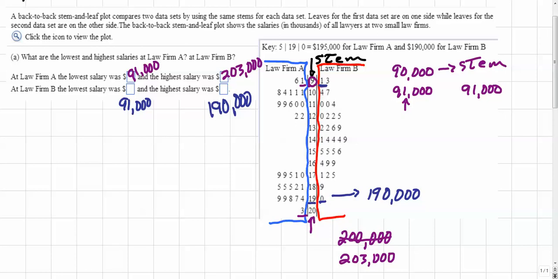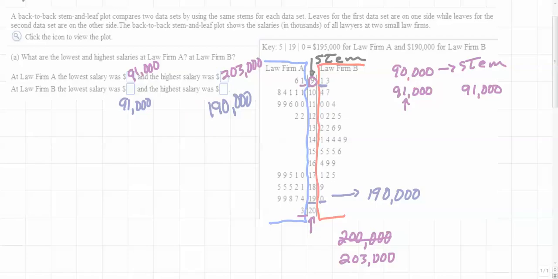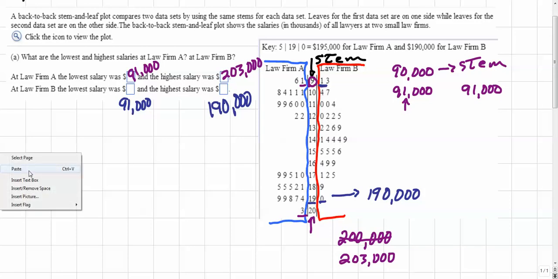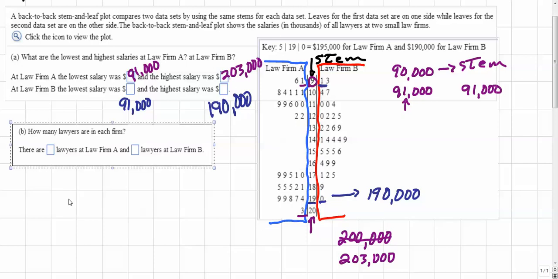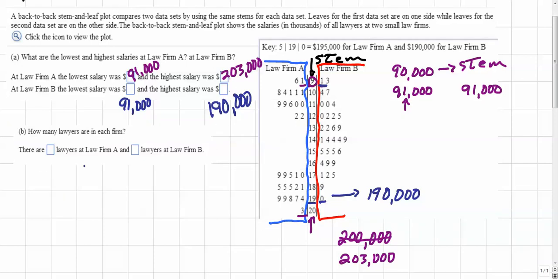And then the next part is going to be how many lawyers are in each firm. And so what I'm going to do is I'm going to go ahead and bring that in. And we can look at this part of the question. Let me minimize that. We'll bring it over here. How many lawyers are at firm A? Well, what you're going to do is you're going to count all the leaves. So I'm going to have 1, 2, and that's 5. That's 7. Plus 5 is 12. That's 14. Plus 1 is 15. Plus another 15. That's 30 lawyers at law firm A.